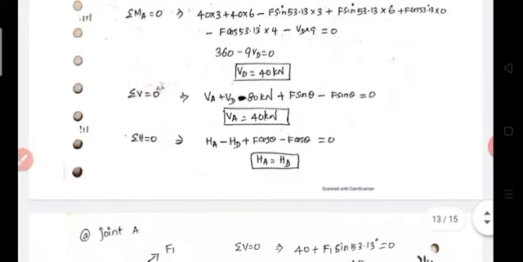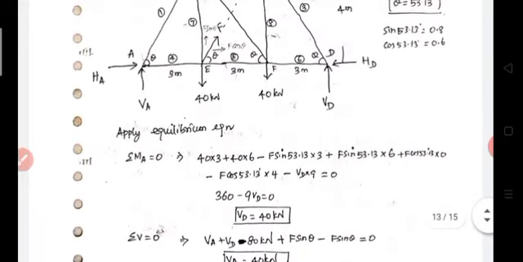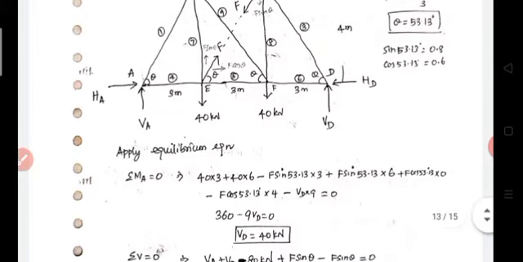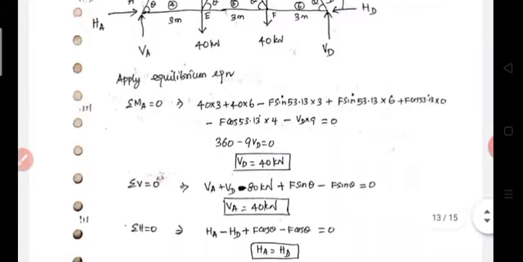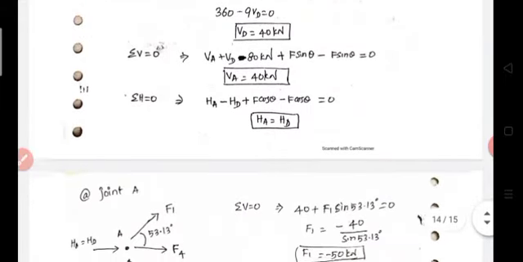Then summation of H equals 0. Apply the horizontal equilibrium equation. HA in positive direction, HD in negative direction. Then at point E, F cos theta is in positive x direction. At point C, F cos theta is towards negative x direction, therefore minus. So finally HA is equal to HD.